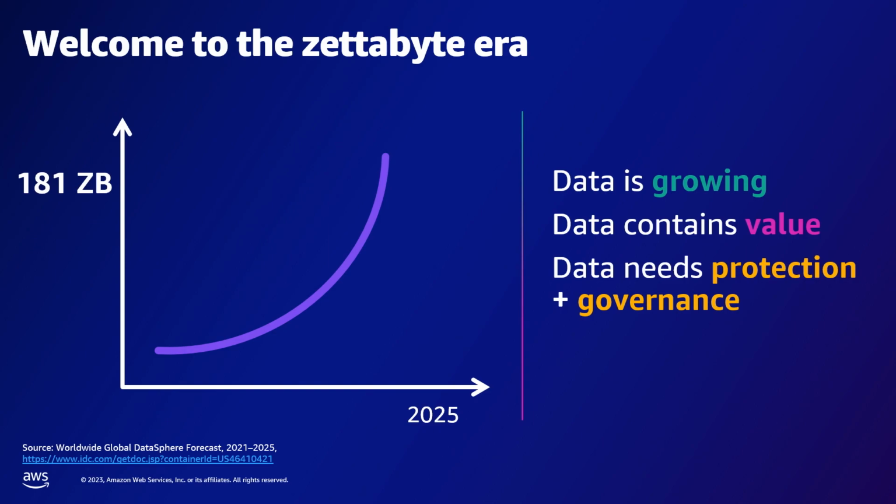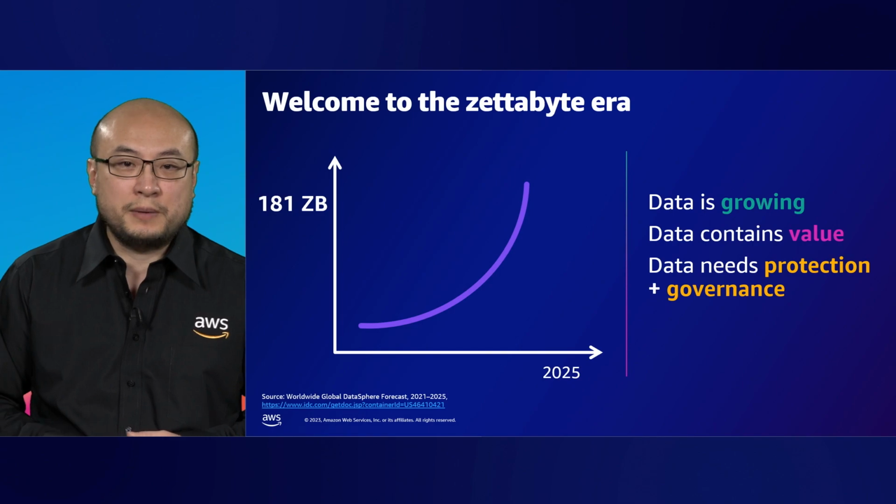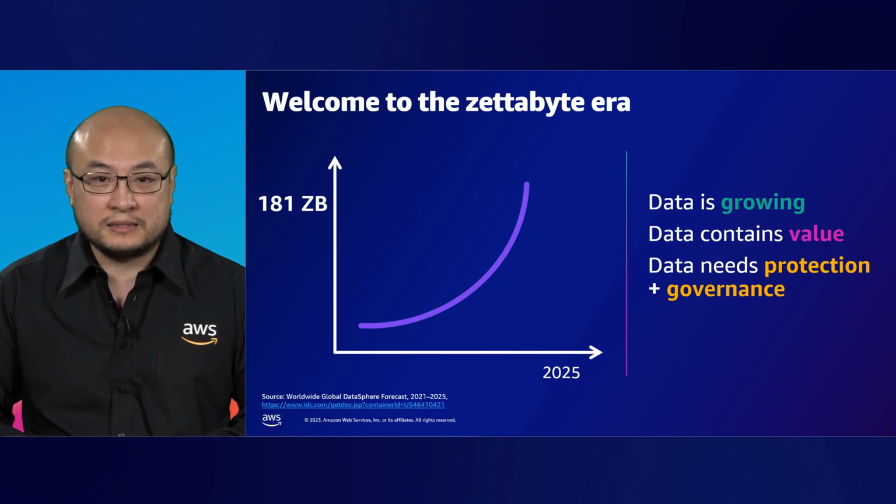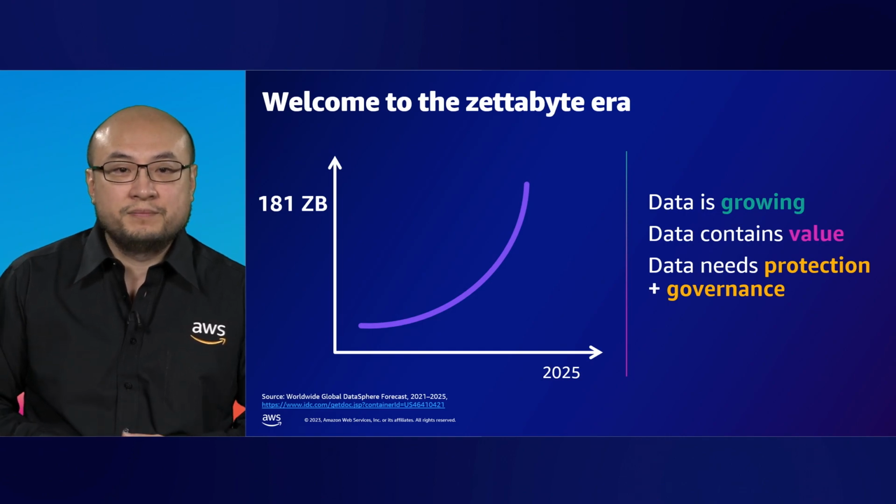As of 2018, the global data volume was estimated to be around 33 zettabytes. According to IDC, this number is projected to grow nearly 5.3 times to 181 zettabytes by 2025. To put that into perspective, 1 zettabyte is equivalent to 1 trillion gigabytes. That is a lot of data.